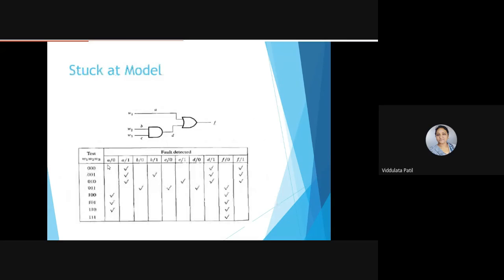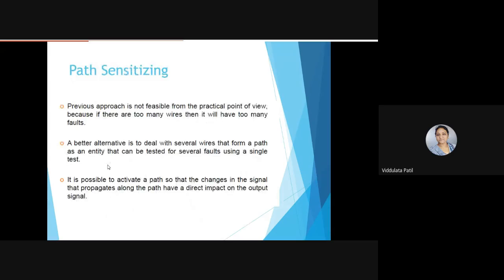Okay. So here the problem with this approach is that when we are going to find out faults using the stuck-at model, if there are too many wires present, then obviously it will have too many faults. Because there are too many wires, it is not feasible to check faults using the stuck-at model fault detection method. Okay, because that is not practical from a practical point of view.